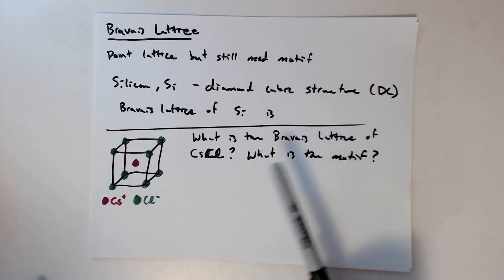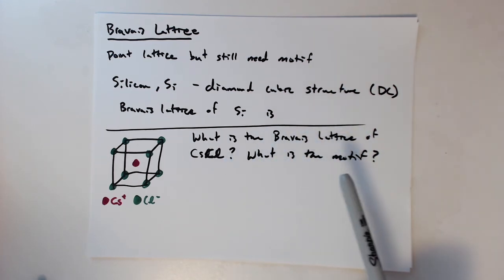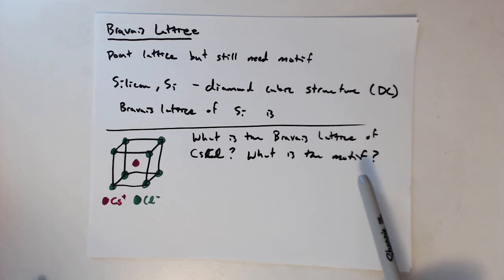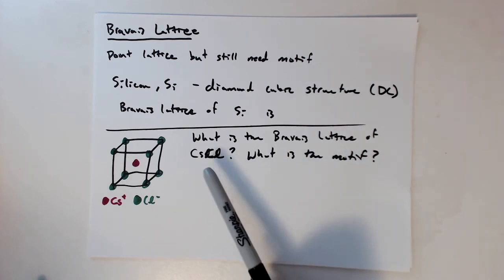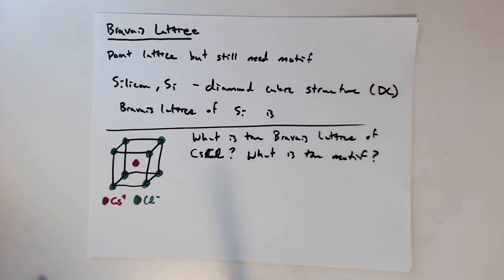What is the Bravais lattice for cesium chloride? And then what motif do we build onto that Bravais lattice to get the cesium chloride structure? So go ahead, go to the quiz and see if you can determine the Bravais lattice and motif for cesium chloride.